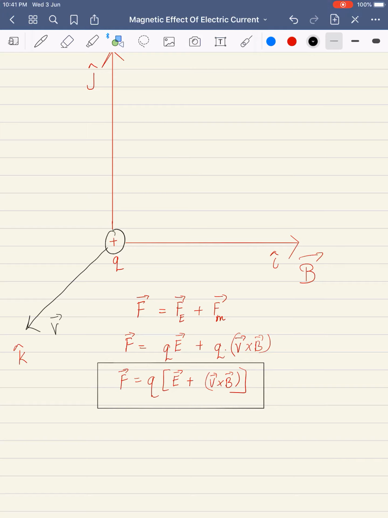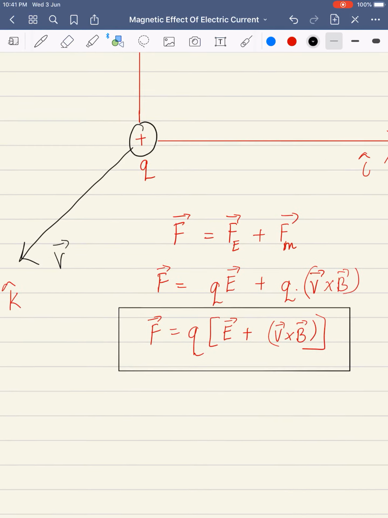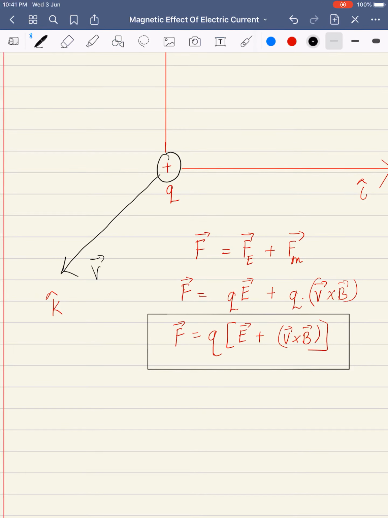So the total force, we call this force as Lorentz force. Lorentz force can be described as two forces, that is the force due to electric field and a force due to magnetic field, which are simultaneously experienced by the charge.